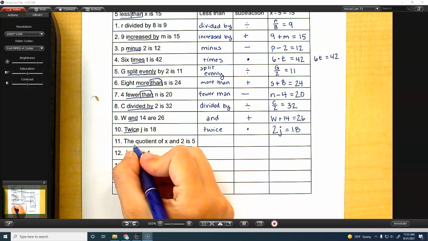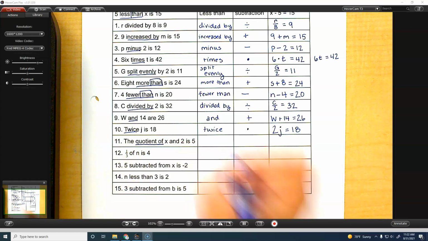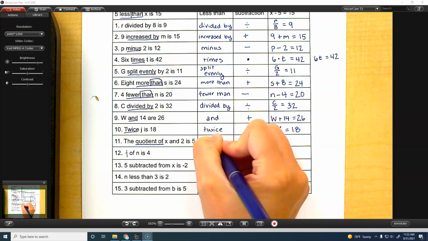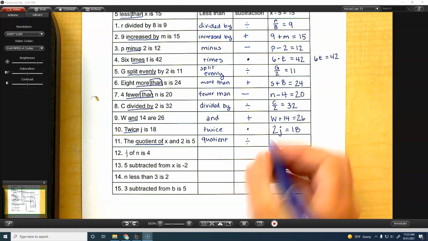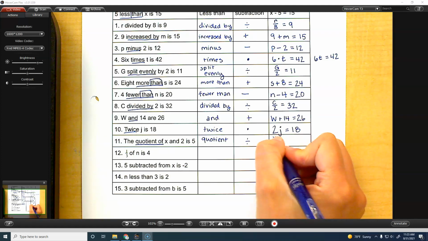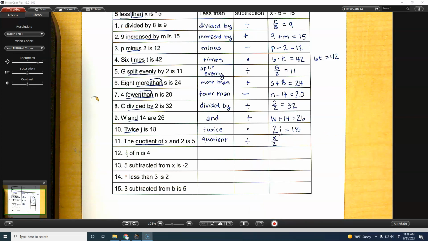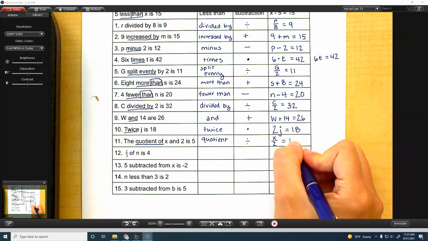Okay? The quotient of, so quotient is my word here. That tells me to divide. Quotient of x and 2, whatever comes first goes on top, whatever is second goes on bottom. So x divided by 2 is 5.